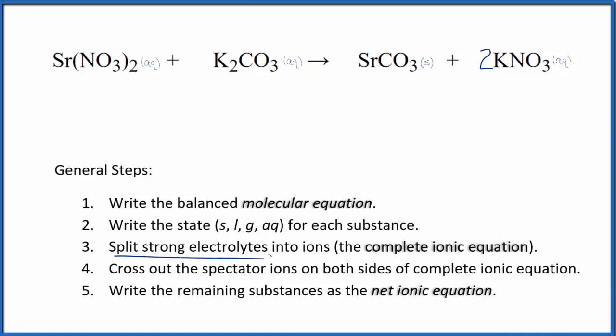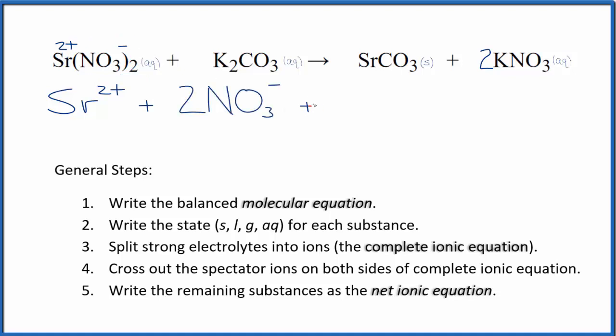Now we can split the strong electrolytes into their ions for the complete ionic equation. Strontium's in group 2, so that'll be 2 plus, and the nitrate ion, the whole thing, is 1 minus. We have two of them. So we'll have our strontium ion, Sr2 plus. I'll write the states later. Let's not do that now. And then 2 of these nitrate ions.